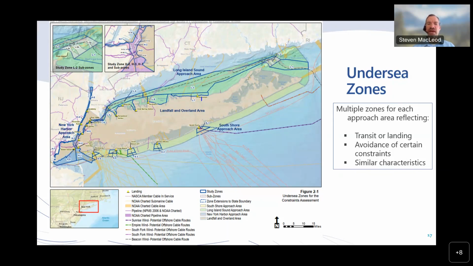Again, while the zones have been defined based on certain factors like cable landing feasibility, proximity to POIs, and precedent set by existing cables or pipeline landings, we acknowledge that options for routing may be considered outside these zones. The zones were limited to New York State waters, but resources and constraints in adjacent state and federal waters were also recognized. Next.